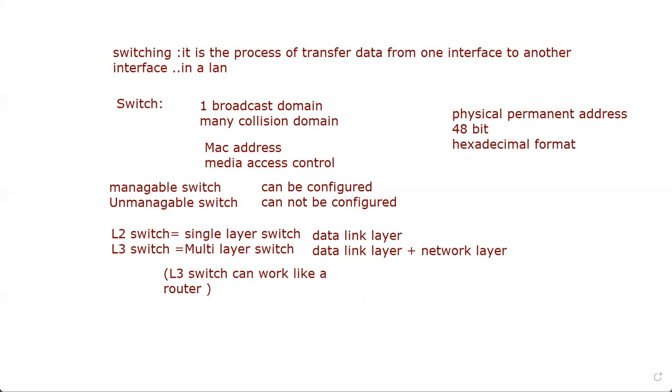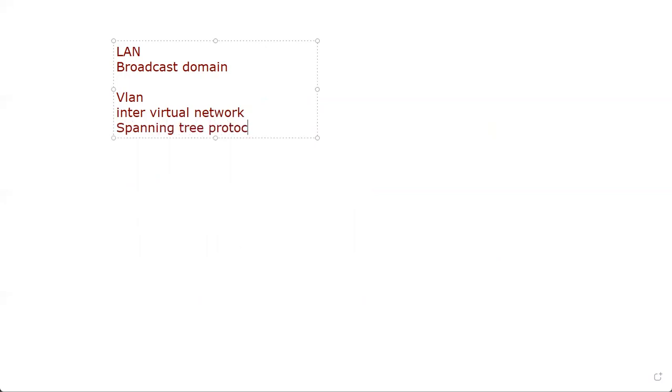So what are the topics that we have to cover in this switching part? In switching, we have to discuss LAN, which stands for local area network: how we make a LAN, how we check the broadcast domain, what a VLAN is, what inter-VLAN is, what spanning tree protocol is and how we can work on it, and what aggregation, or you can say EtherChannel, is. We also have to discuss port security.